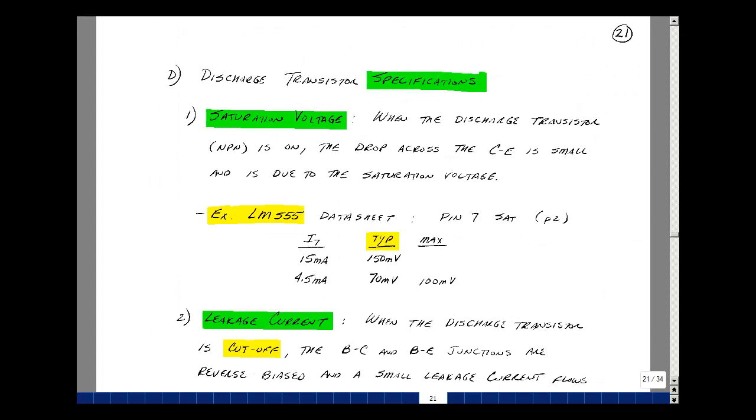Now specifications about the discharge transistor. In the 555 timer datasheet from Signetics, there is no information about the saturation voltage of the transistor. So I went and looked for another datasheet. This is the National Semiconductor LM555, which is now part of Texas Instruments. And they did give a value for the saturation voltage.